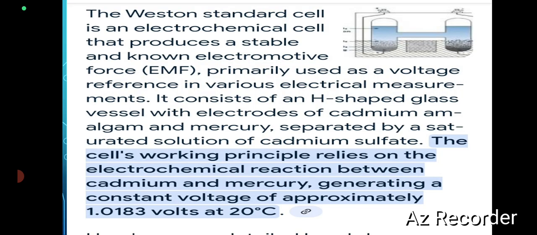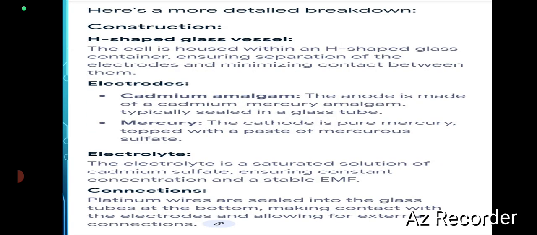The Weston standard cell is an electrochemical cell that produces a stable and known electromotive force, EMF, primarily used as a voltage reference in various electrical measurements. It consists of an H-shaped glass vessel with electrodes of cadmium amalgam and mercury, separated by a saturated solution of cadmium sulfate. The cell's working principle relies on the electrochemical reaction between cadmium and mercury, generating a constant voltage of approximately 1.0183 volts at 20 degrees Celsius.